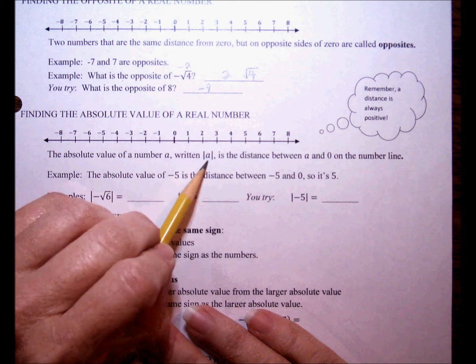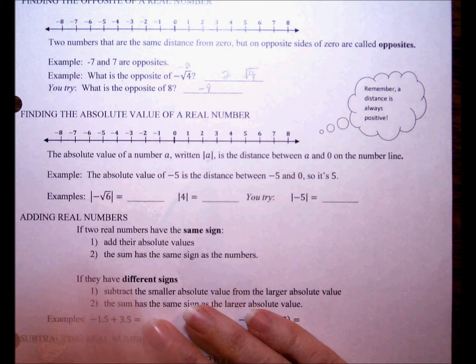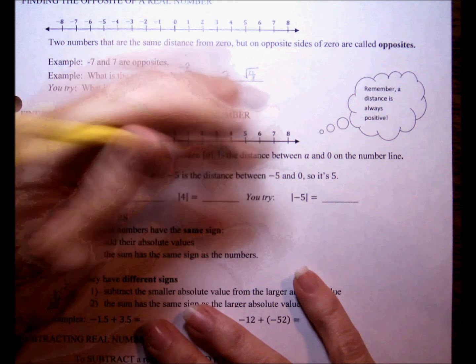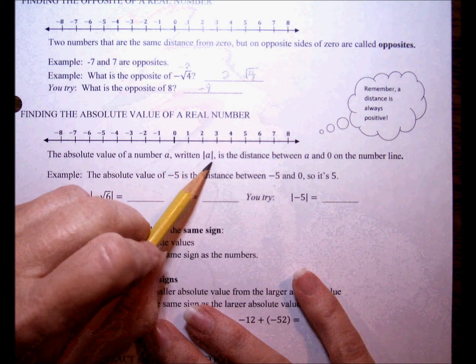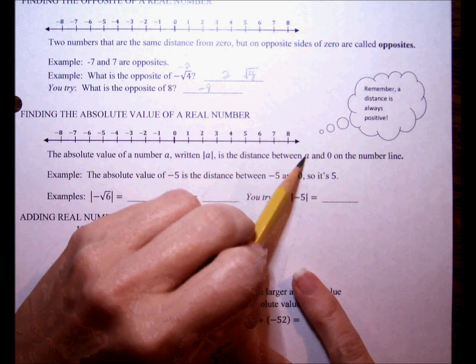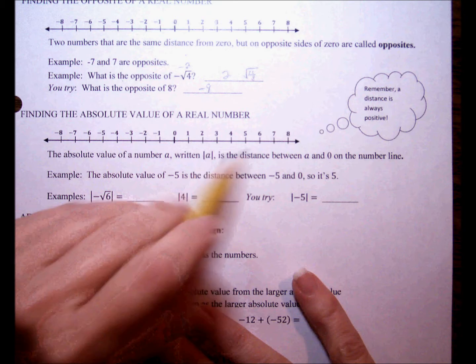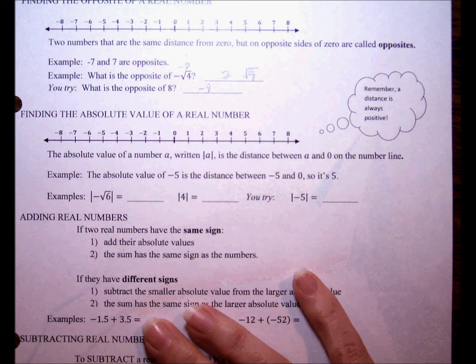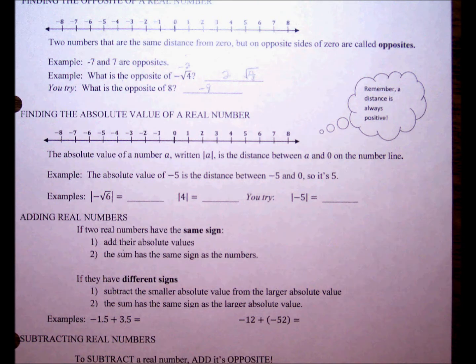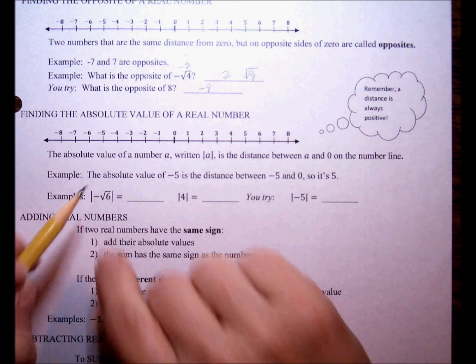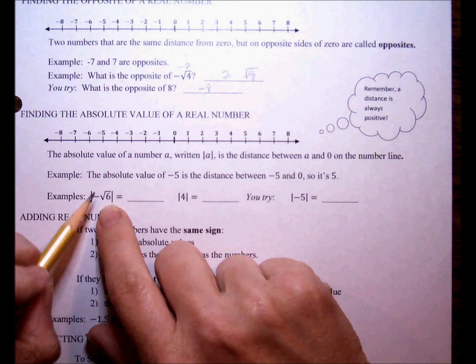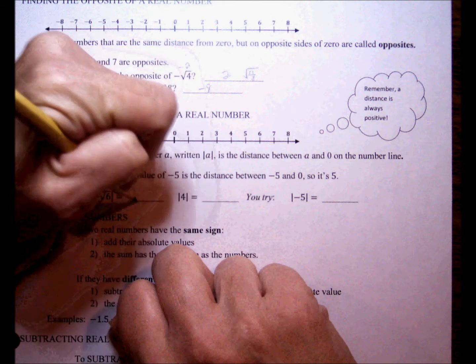Okay, now we're looking at absolute value. The absolute value is written like this. I think you would have seen it in geometry, perhaps when you derived the distance formula. It's the distance between A and 0 on the number line. And I put in a little thought here to remember that distance is always positive. So absolute value is always positive. It's like a machine where you put in anything and it spits out a positive number.